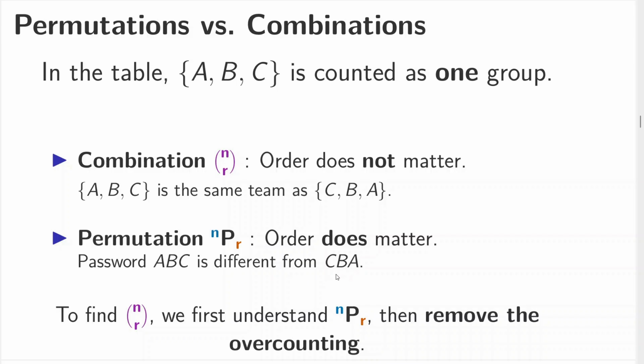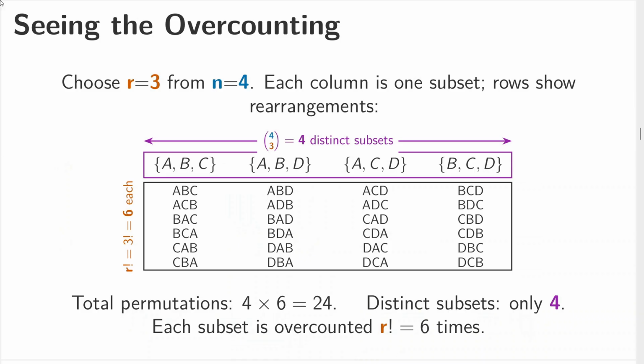To find our combination formula, we will first figure out the permutations, and then logically remove the extra groups we overcounted. Let us clearly see this overcounting in action. Imagine we want to choose 3 items from our total of 4. Look at this grid. Each column represents just one distinct subset. For example, the first column is the subset containing A, B, and C.